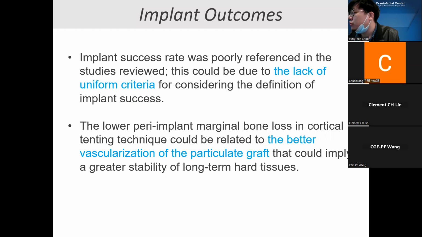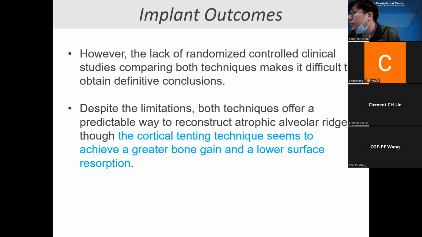And the lower peri-implant marginal bone loss in the cortical tenting technique could be related to better vascularization of the graft, which means greater long-term stability of hard tissues. However, the lack of randomized controlled trials comparing both techniques makes it difficult to reach a definite conclusion. Despite the limitations, both techniques mentioned in this article could offer a predictable way to reconstruct the atrophic alveolar ridge, though the cortical tenting technique in this review seems to have better bone gain and lower surface resorption.